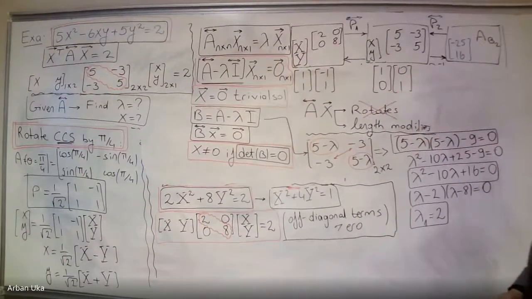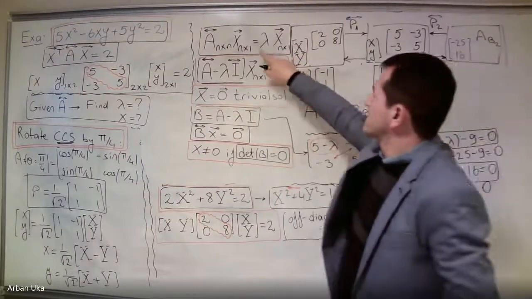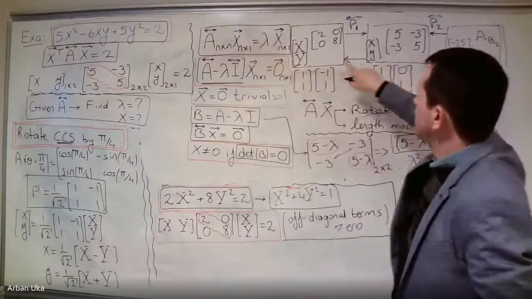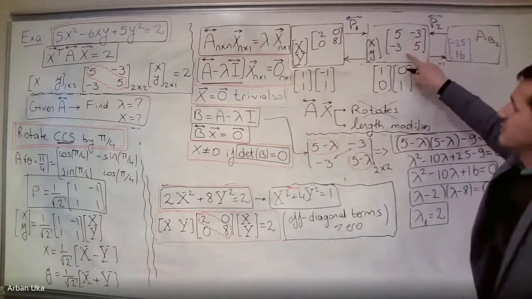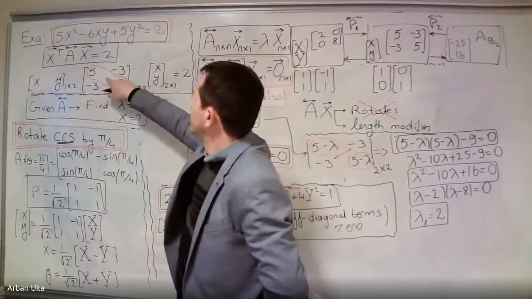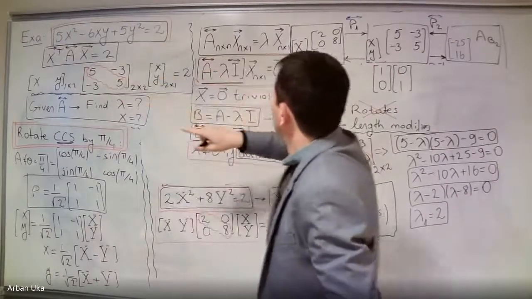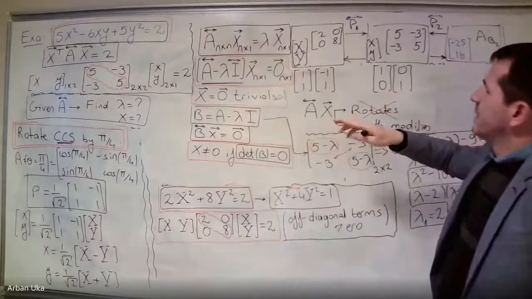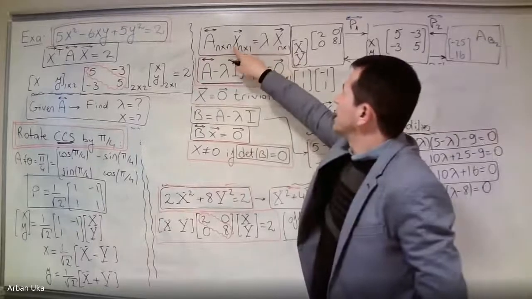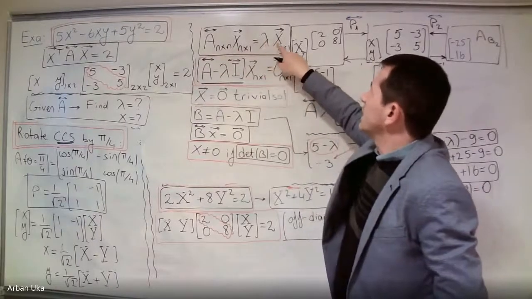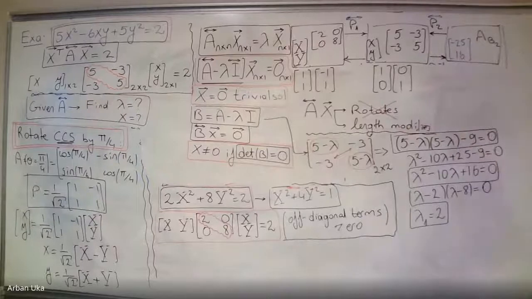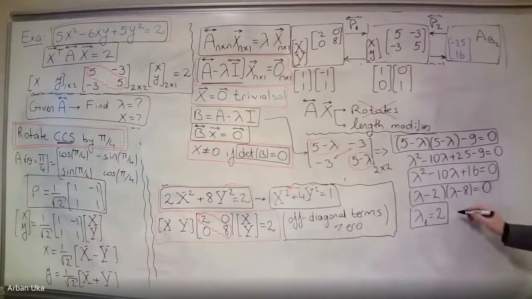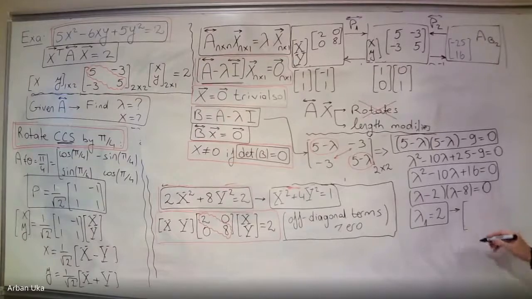And then it looks like we can have a vector x, which, if we multiply with this matrix, 5, minus 3, minus 3, 5, which we extracted from here, apparently this matrix can multiply a vector x, which is equal to 2 times the same x. Okay. Then how can we find the x? Let's see. For this lambda, we can write the following equation.